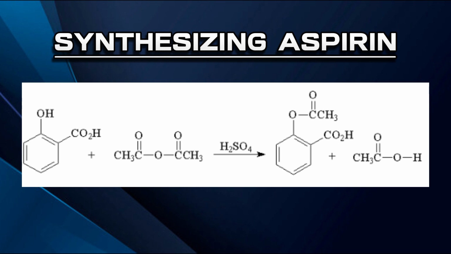Acetic anhydride is a molecule with an ester group and a ketone group, and in this reaction, the ester group replaces the alcohol group in salicylic acid, leaving aspirin and acetic acid as a product. Here's all the products I'll be using.